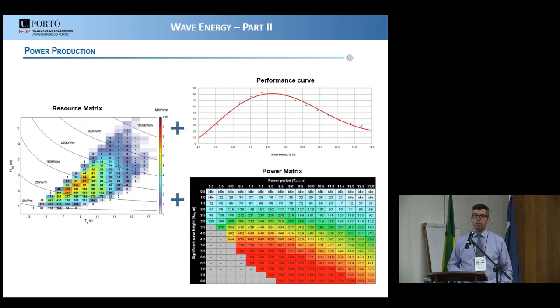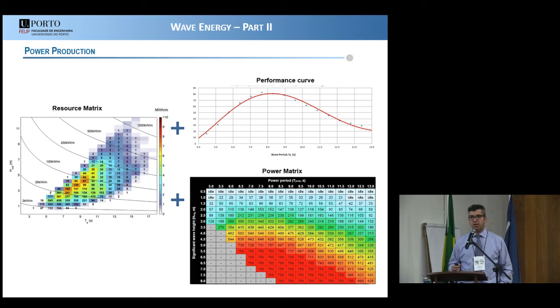So you need to know, for instance, for different wave periods, what is the efficiency of the device converting the energy of the wave. Okay? Like a curve like this. Or more usually, a power matrix of the device that presents the information not only in terms of wave periods, but in terms of wave periods and wave heights, because the efficiency may depend on both parameters. Okay? Then, if you combine the resource matrix with the power matrix that represents the performance of the device, you can assess the power production of that wave energy converter in that specific location.